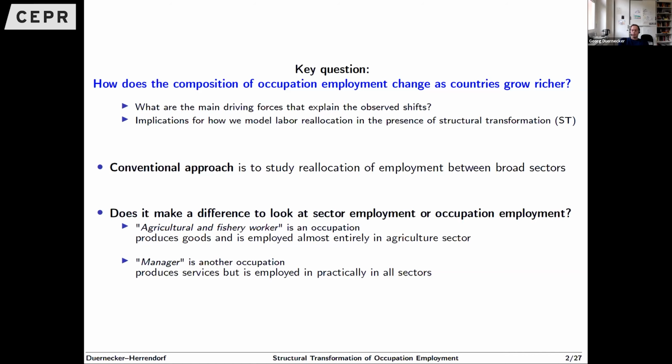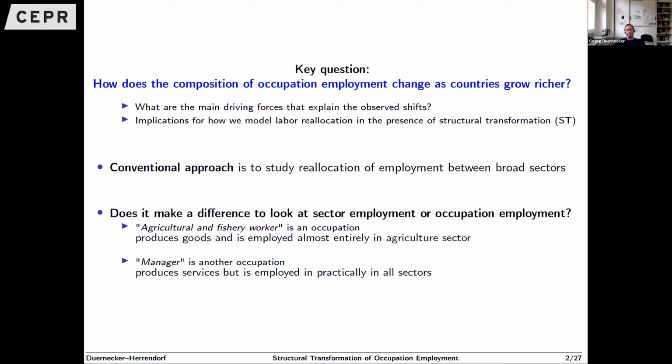There are certainly cases where it does not matter. For example, think of an agricultural or fishery worker. These are occupations that produce goods, especially agricultural goods, and they're mostly employed in the agricultural sector. So in this case, there's a strong link between the sector and the occupation. It does not matter whether we look at sector employment or occupation employment. However, there are many examples where it matters. Think, for example, of managers. That's also an occupation that produces mostly services, but managers are employed not only in the service sector, but practically in every sector.